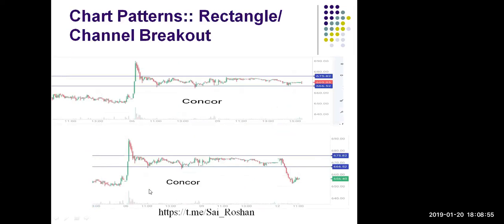Now let's talk about, so we talked about single candlesticks. We talked about two candlesticks. We talked about support and resistances. Now the next thing is chart patterns. We said prices tend to repeat themselves. Some patterns tend to repeat themselves. So these are what are called chart patterns.